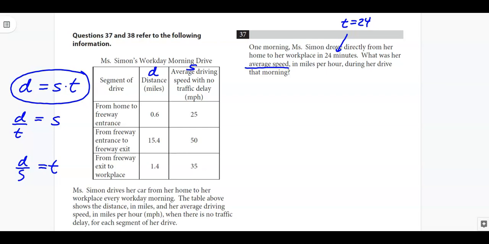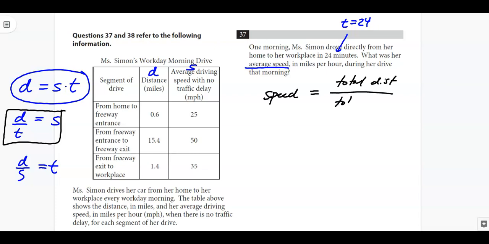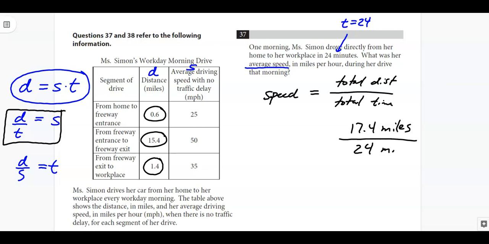All right. So let's look at this. It says, what was her average speed? So I think we can use this equation. Her average speed is going to be the total distance divided by the total time. That's the average speed. And we do have a total distance here. We have 0.6 for the freeway entrance, whatever, 15.4, and then we have finally to get to work. When you put all those together, it comes out to be 17.4 miles. So that's how far she's traveling to get to work. And she can do that in 24 minutes.